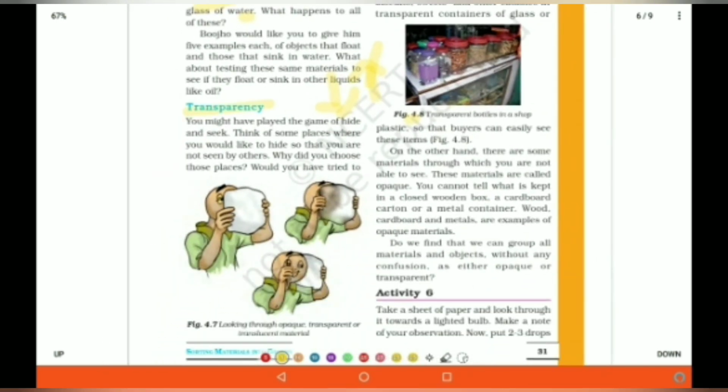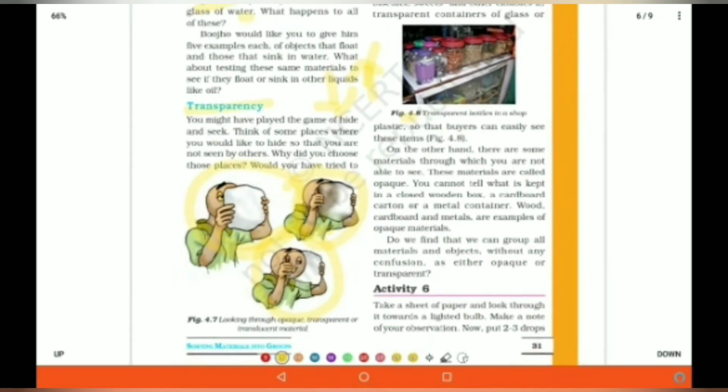Next one is transparency. Many items can be like this, or like this, or like this, right? This situation is called opaque. This situation is called translucent. This situation is called transparent. Let me tell you the difference of it.